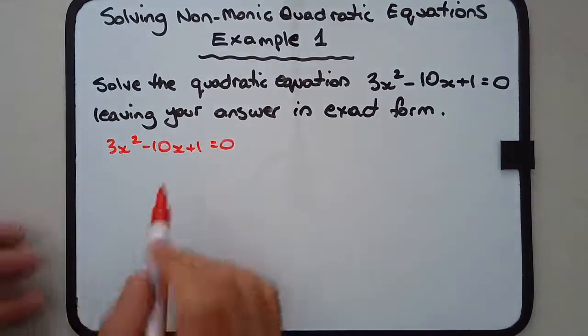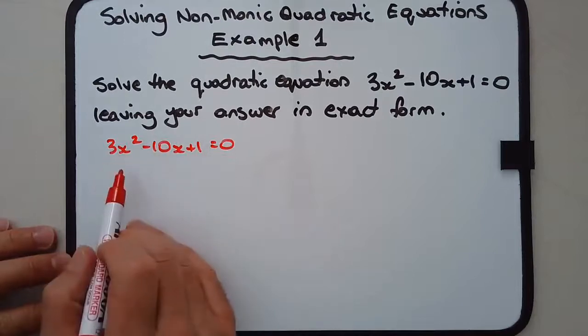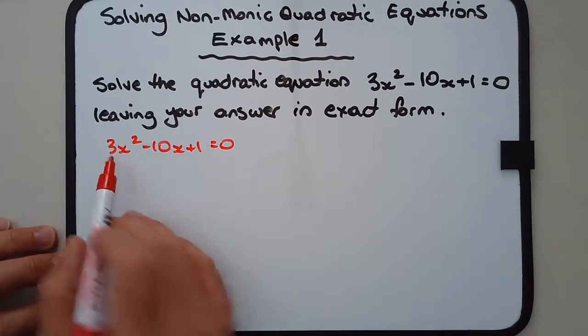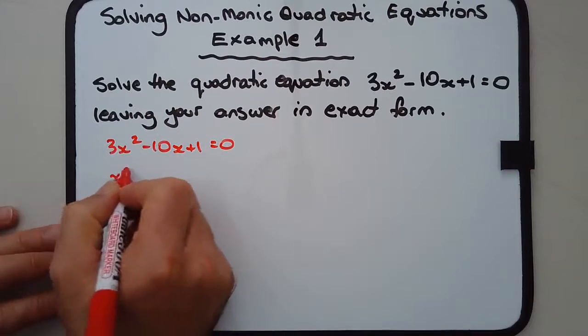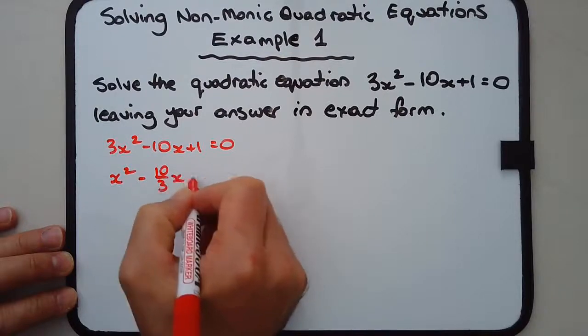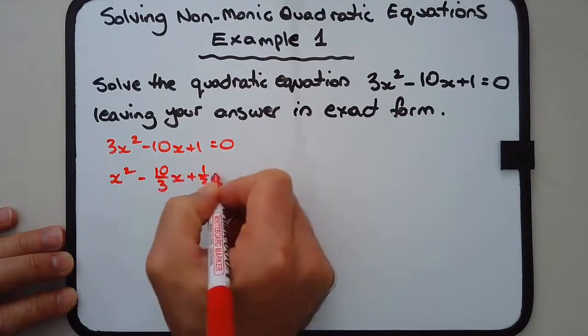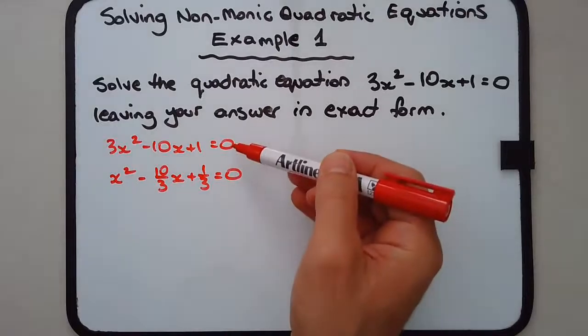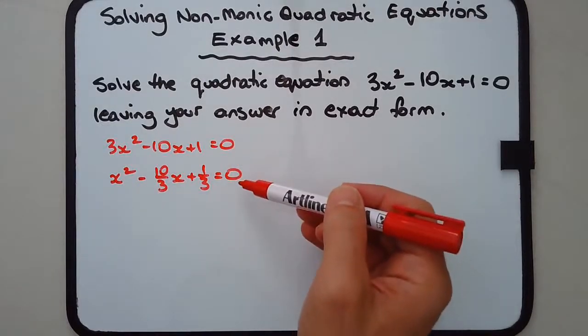The first thing we're going to do now is convert this non-monic quadratic equation into a monic one. We're just going to divide both sides by 3. So we have x squared minus 10 on 3x plus 1 on 3 is equal to 0. Notice that just as long as what you do to one side of the equation you do to the other, you haven't changed the integrity of the equation at all. But what you've done now is you've converted a non-monic quadratic equation into a monic one.